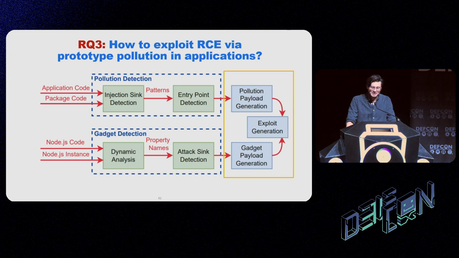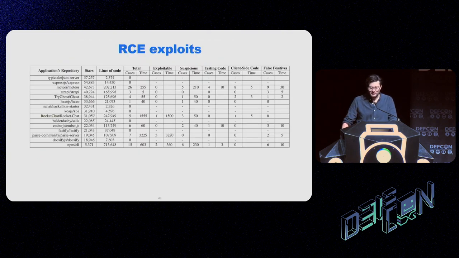The last question is how to exploit real applications using our tools and detected gadgets. We crawled GitHub for Node.js applications and took the 15 most popular ones. We ran our tool and got some prototype pollution cases. As you can see, the prototype pollution pattern is rare in practice, and manual verification is applicable for the total number of detected cases.